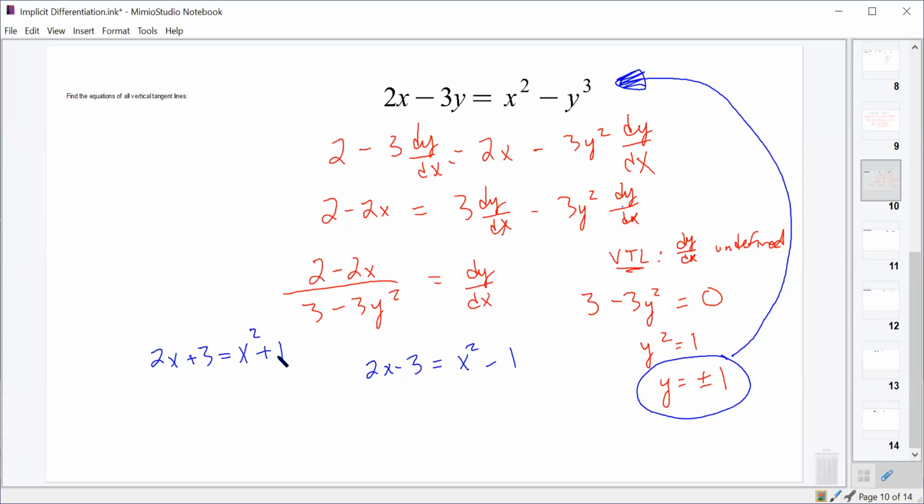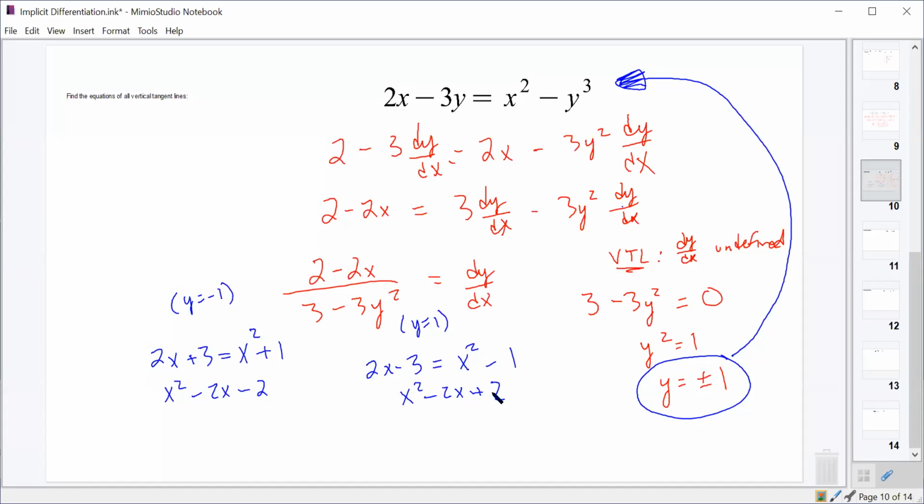Yes. Okay, so I think I should make a note here. This is y equals negative 1. This is y equals 1. All right, so now we'll just solve both these quadratics. So this one becomes x squared minus 2x minus 2, and this one becomes x squared minus 2x plus 2.